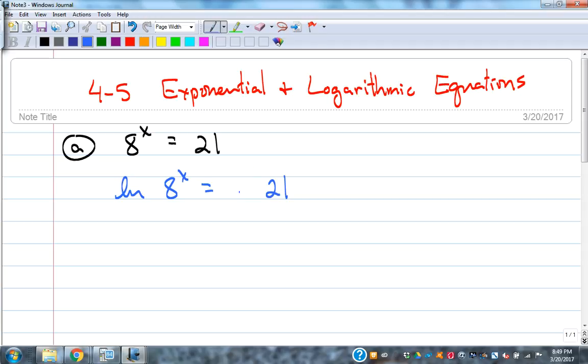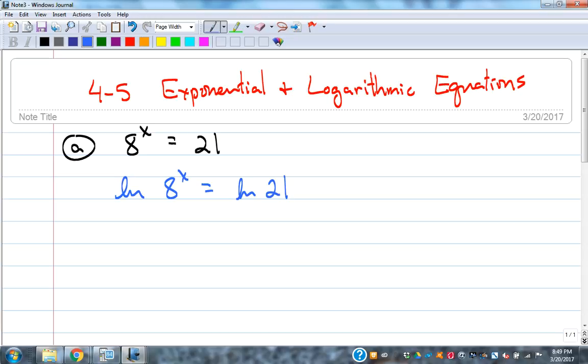And we know that natural log of 21 is a number. Okay? I'm not going to write that decimal number out. I want an exact answer and a decimal approximation. So we're going to get both answers here. What we want to do here, though, is use the properties of logs to help us out.